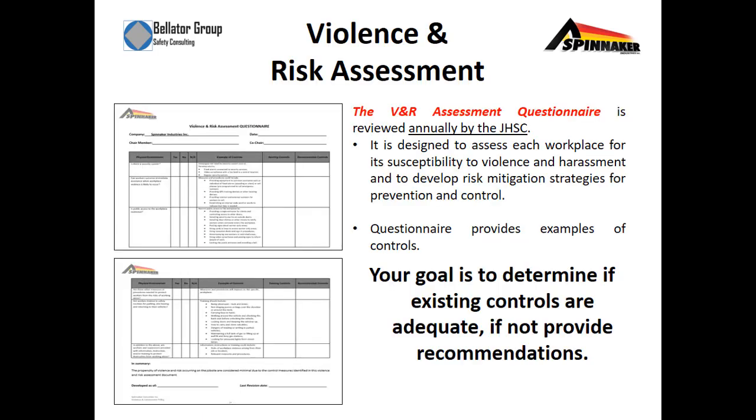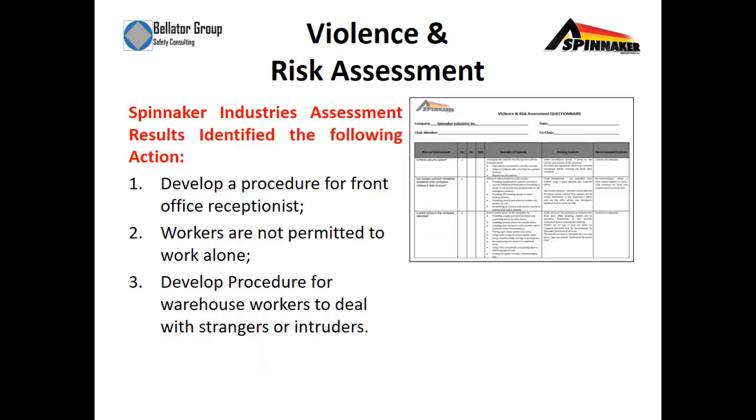Violence and risk assessment. The Violence and Risk Assessment Questionnaire is reviewed annually by your Joint Health and Safety Committee. It is designed to assess each workplace for its susceptibility to violence and harassment and to develop risk mitigation strategy preventions for control. The questionnaire provides examples of controls. Your goal is to determine if existing controls are adequate and if not, provide recommendations. The Spinnaker Industries assessment result identify the following action.